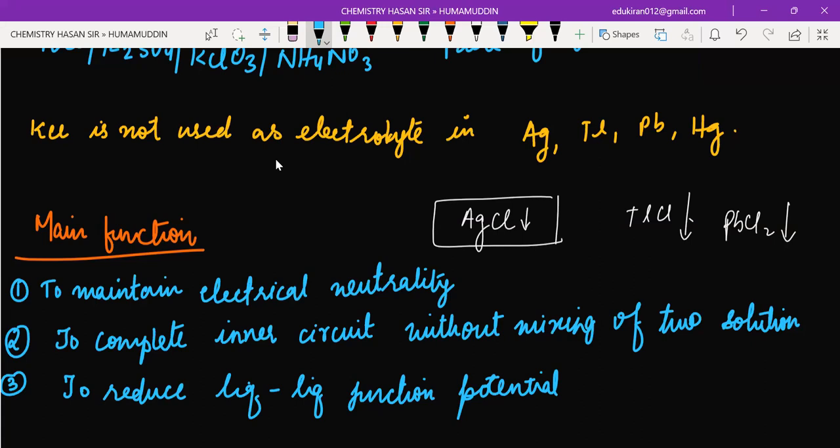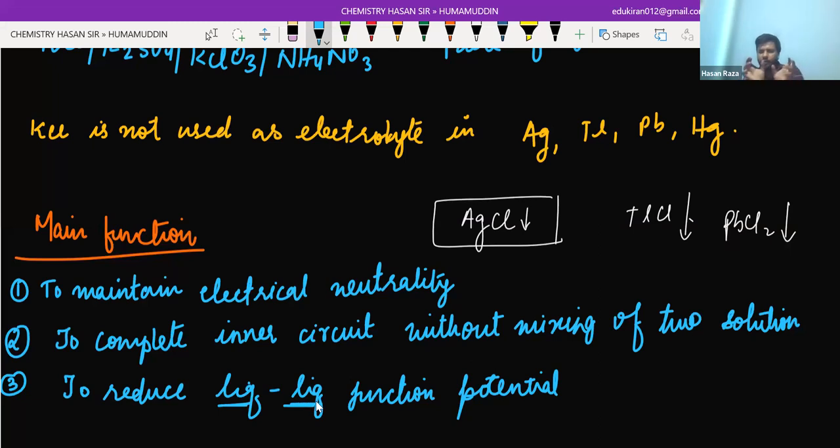So what is that? Reduce? To reduce liquid liquid. You can write it, I just wrote it in short form. You can go for liquid liquid. Are you done with this, everyone? Both of you? Yes.